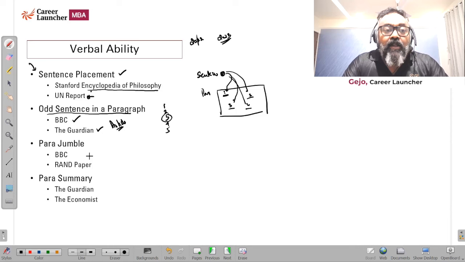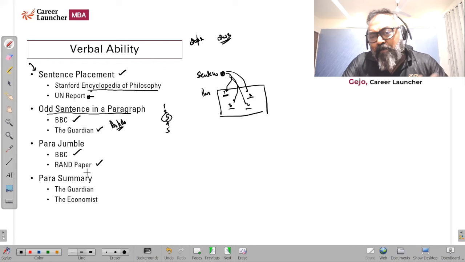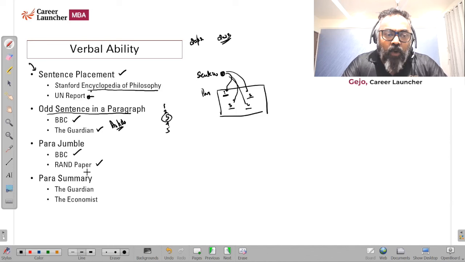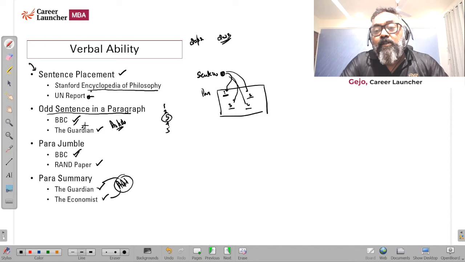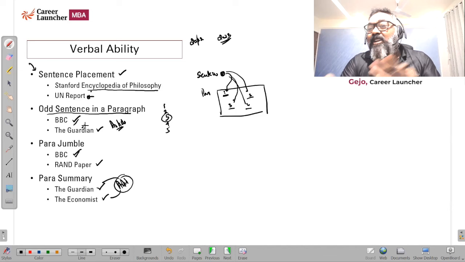One was from the BBC. The other was from a paper, a RAND paper, that's the second one. And the paragraph summary was picked from The Guardian and The Economist. Again, a lot of articles coming in. So you see, quite a lot of articles again, which means most of them are written for the consumption of the general public. So your challenge may not be too much.